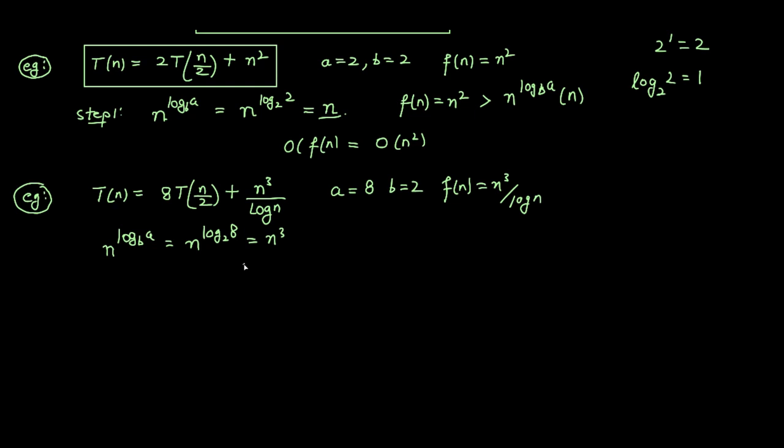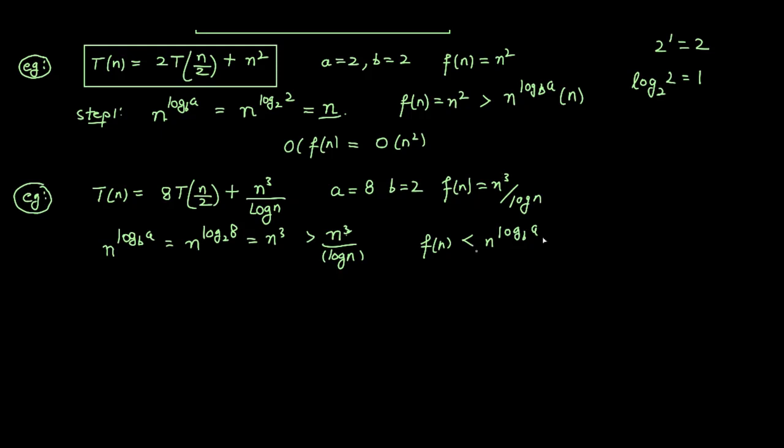So when you have got this value n³, you can see that the value of n³ is greater than n³ by log n. We know that if we divide n³ by log n, so we are dividing it by log n, this will be smaller than n³. So basically from this part I can infer that the value of the function is lesser than n raised to log base b of a.